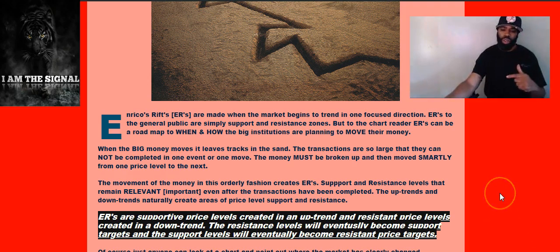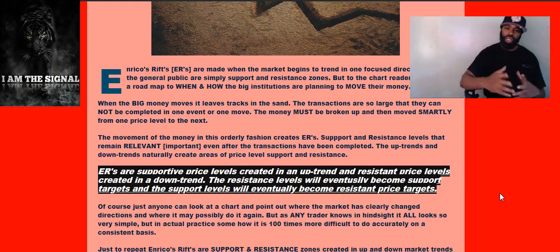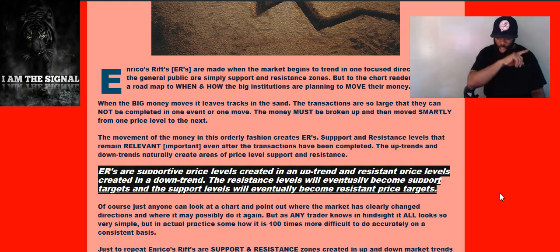All they can really do is fake people out to suck them in so they can make more money and have the market momentum to push along what they want to do. But the money that they have and what they are trying to do is evident because they have so much of it to move. All right? They always move the money in an orderly fashion. That creates these Enrico's riffs, support and resistance levels that remain relevant even after the transactions have been completed.